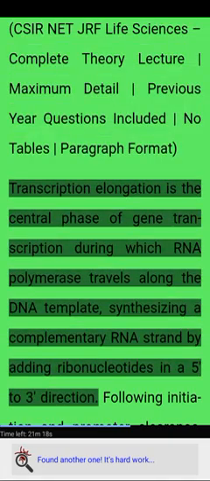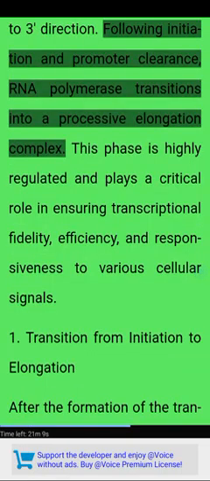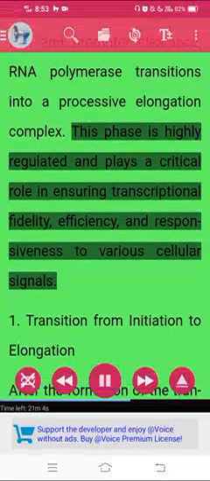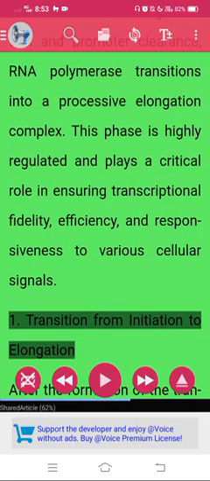Paragraph format. Transcription elongation is the central phase of gene transcription in which RNA polymerase travels along the DNA template, synthesizing complementary RNA strands by adding ribonucleotides in a 5' to 3' direction. Following initiation and promoter clearance, RNA polymerase transitions into a processive elongation complex. This phase is highly regulated and plays a critical role in ensuring transcriptional fidelity, efficiency, and responsiveness to various cellular signals. 1. Transition from initiation to elongation.